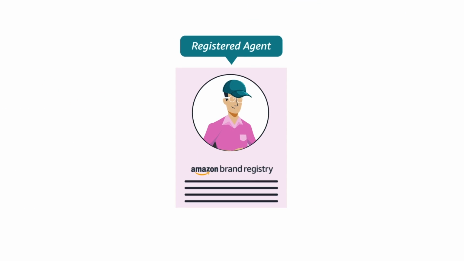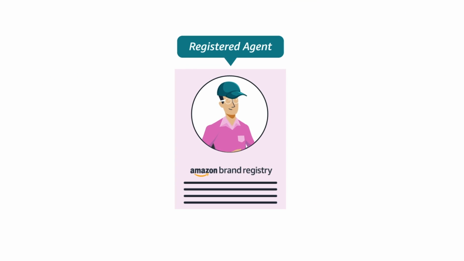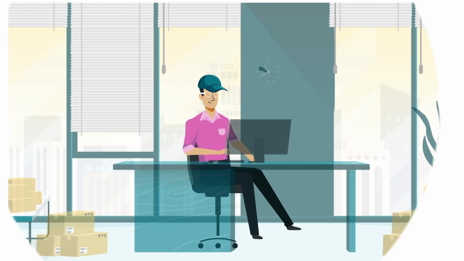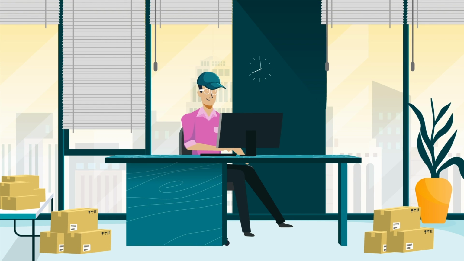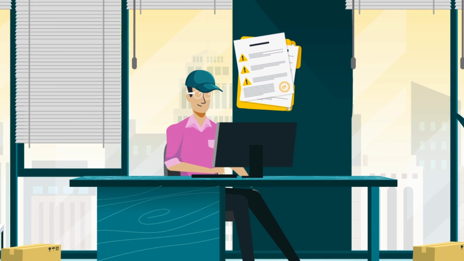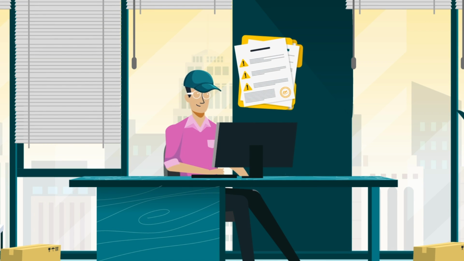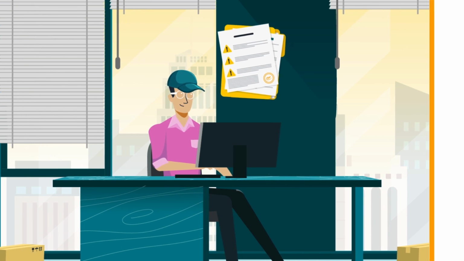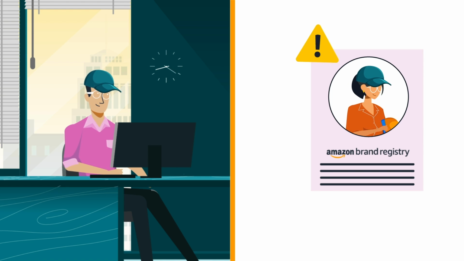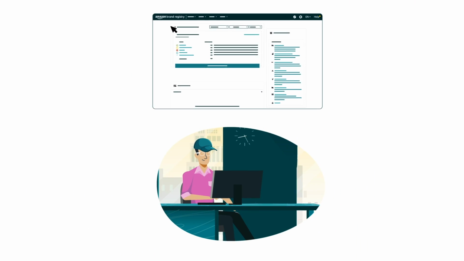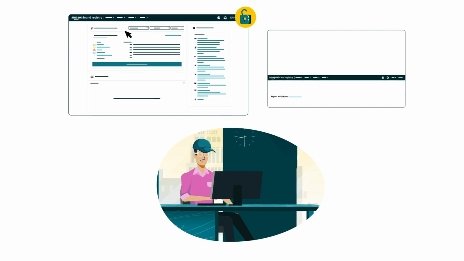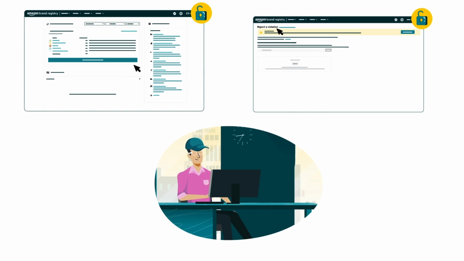Finally, the registered agent role is manually assigned by a brand administrator. This role is designed for third parties external to a brand to report suspected intellectual property (IP) infringement. This role can't be assigned to the rights owner, but will have similar access to brand registry tools, as well as the Report a Violation form.